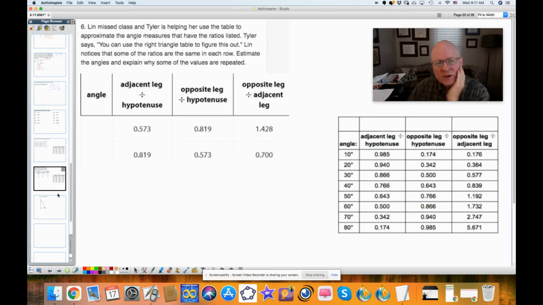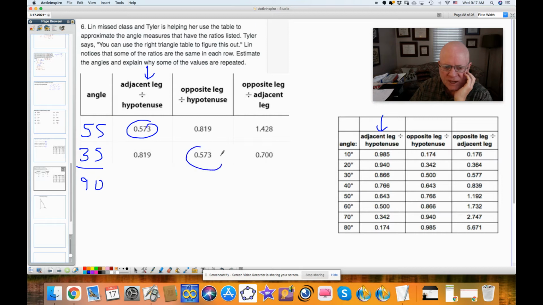And now Tyler and Lynn, Tyler's helping her. And so they use the ratios that are provided in here. And I'm going to only look at this one, which is the same as this one. So 1.573, somewhere between here, maybe 55 degrees. And 0.819 will be between here. That may be 35 degrees. And notice these two add up to 90.